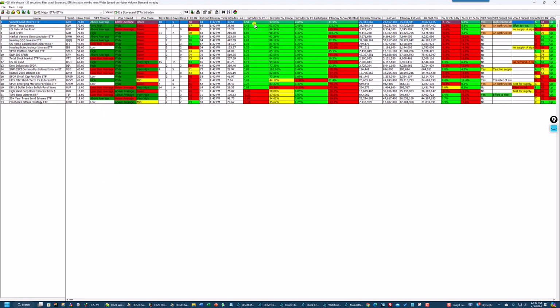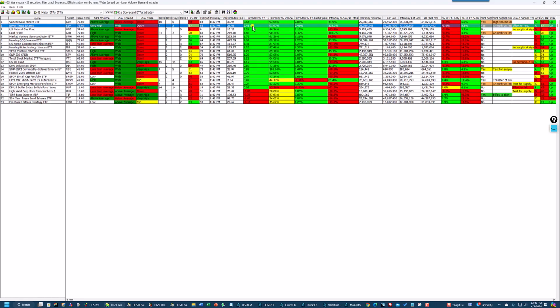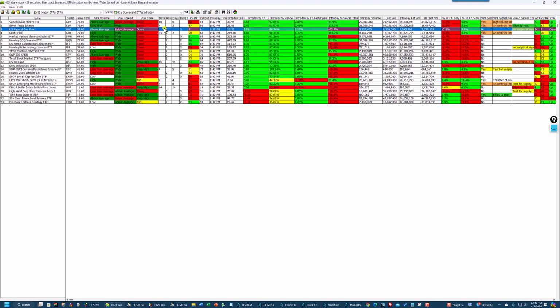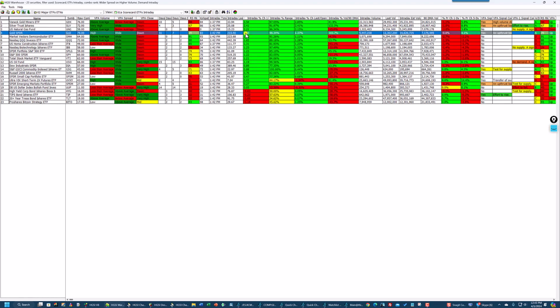Gold miners are up 3.54%. Silver is up 2.41. Natural gas, which has been weak for a long time, look at that relative strength rank of 8. And gold. These are the leading ETFs today.